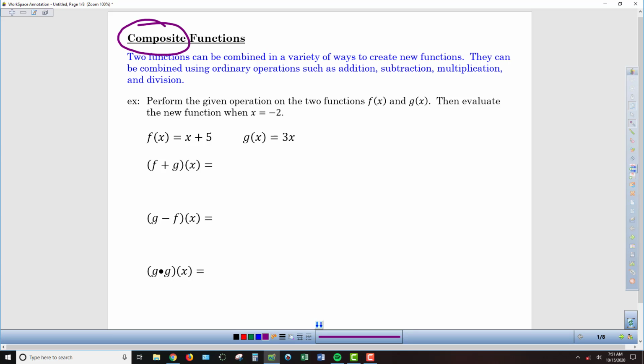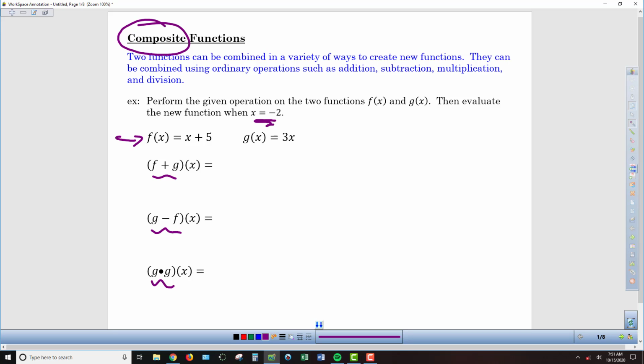But to start off with here, we have a couple functions that are given to us. f of x equals x plus 5 and g of x equals 3x. And so we want to perform the various operations that are listed in front of us to find a new function that's the result of f plus g of x, or g minus f of x, or g times g of x, and then evaluate the function at this particular value. So in all these cases, we're just going to perform the operation as dictated to us.